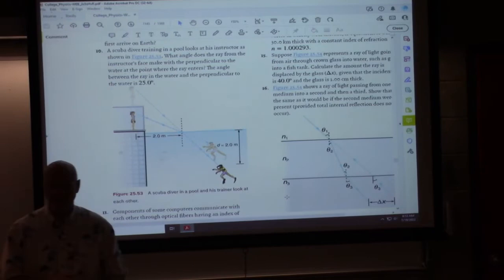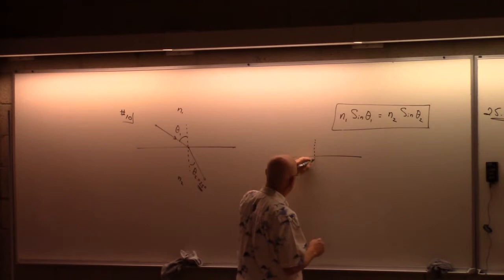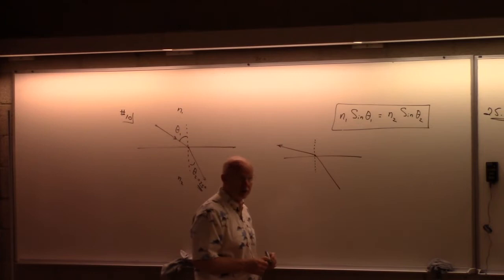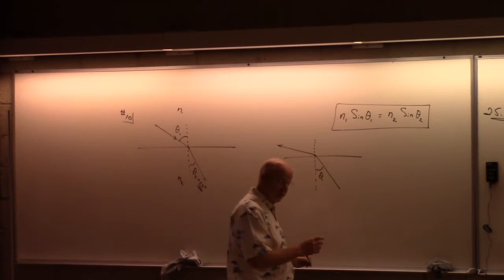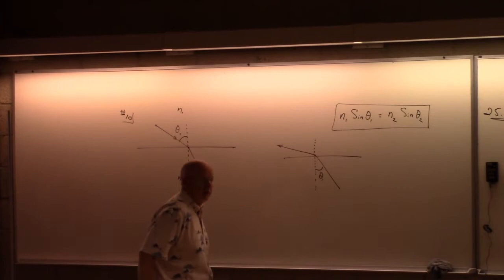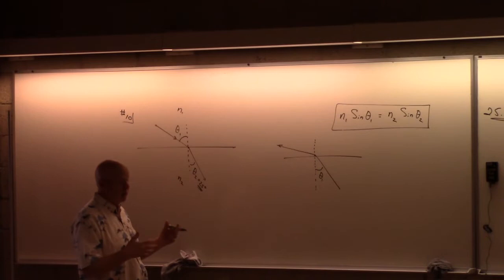Now, I must say, we could also do this problem just as easily by thinking of the light that comes from the scuba diver and then bends towards the instructor. In that case, this would now be called theta 1. What I'm trying to emphasize is what we call 1 and 2. 1 is where the light starts from, 2 is what it goes into. Depending on your view, what somebody calls number 1, somebody else would call number 2. It depends on which ray we're looking at, and fortunately they do the same thing in reverse.